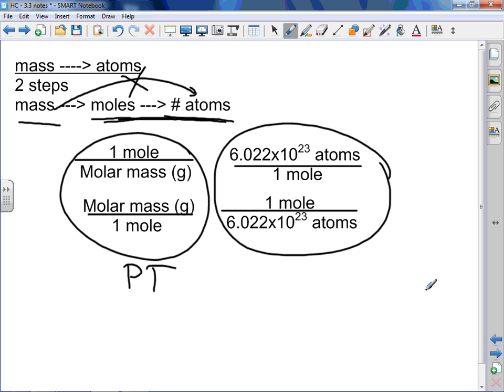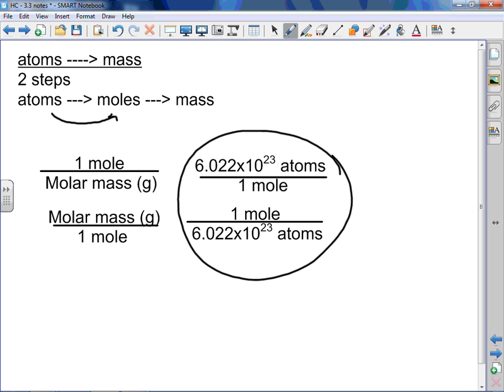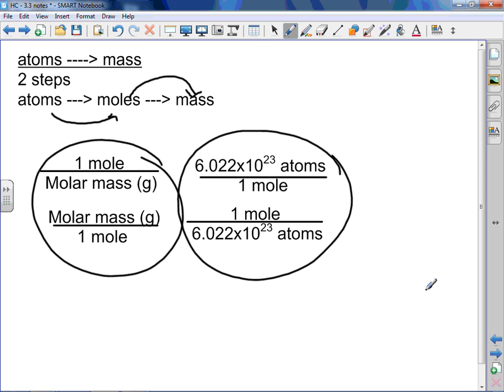Don't do this as two separate calculations. Do this as one long calculation with two steps. Jumping to the other example, what if we have to go from atoms all the way back to mass? Nothing changes. We go atoms to moles. We're going to have to somehow use Avogadro's number. Then we can go moles back to mass using molar mass off of the periodic table.